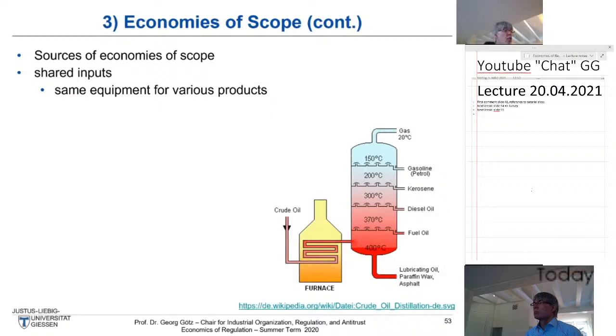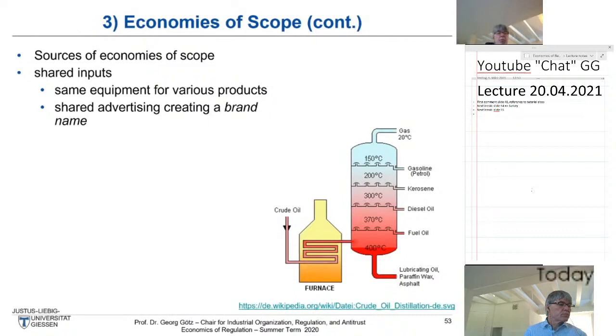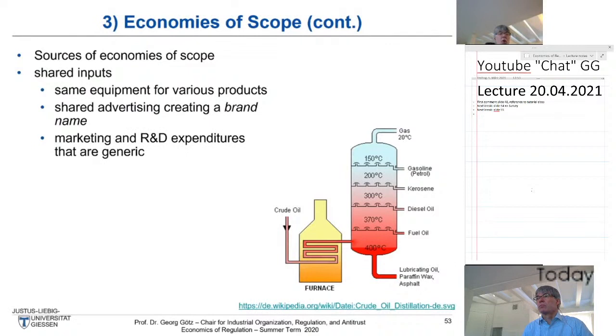Here I have some examples: shared advertising, creating a brand name. If you have created your brand name Apple and you bring out a new product, you can already use this brand name. And marketing and R&D expenditures that are generic. So if you see a Daimler advertisement on TV, they often don't show you the exact car. They just give you some nice landscape, and then they give you the Mercedes store and so on. And of course, that then advertises all of the Daimler cars and maybe even the trucks.